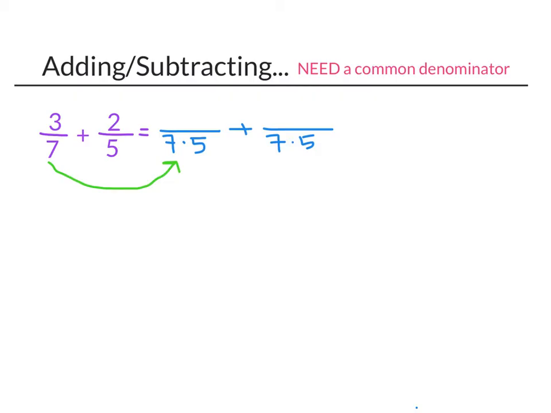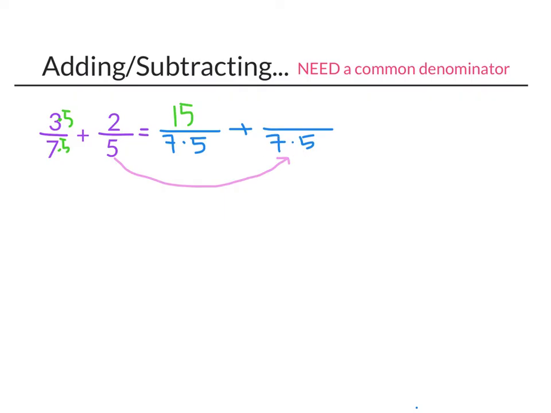Okay, so how did we get from this 7 to this 7 times 5? We multiplied by 5. So remember, anything you do to the denominator, if you want to change this fraction up, if you do something to the denominator, you have to do it to the numerator as well. So times 5, times 5, 3 times 5, I just went ahead and put the 15 there. Okay, make sure you're with me. To get from the 7 to the common denominator, I multiplied by 5, therefore multiply the top by 5 as well.